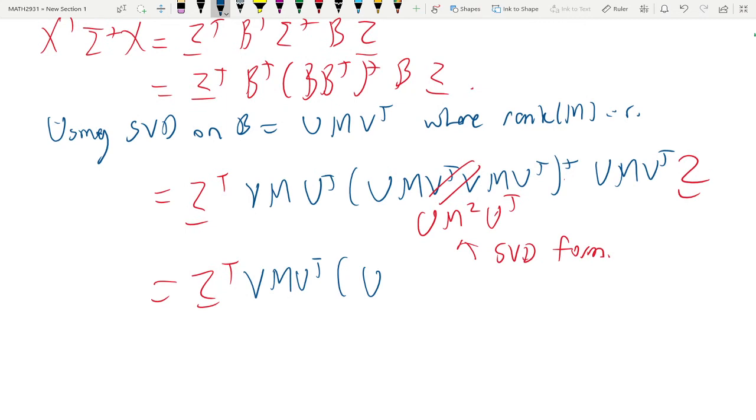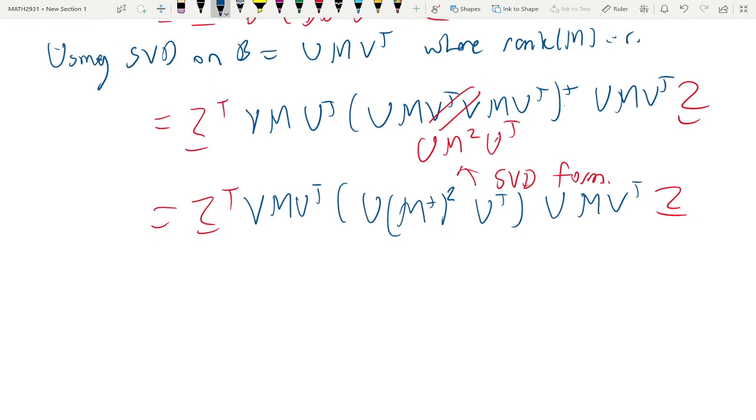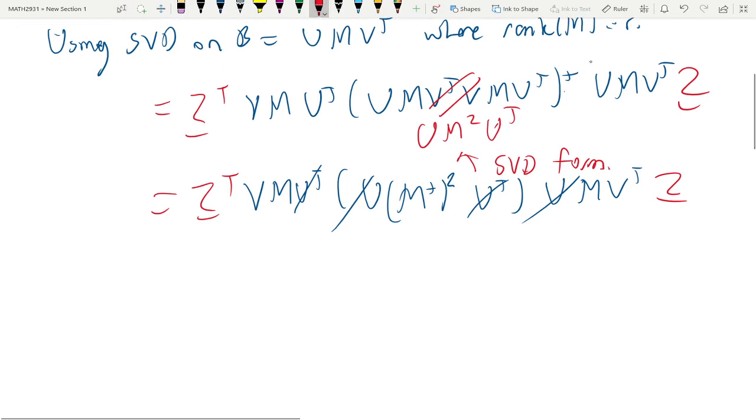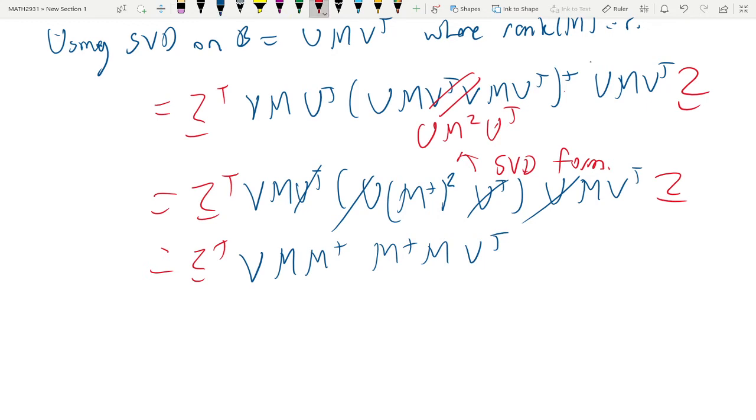You just swap the outer two and transpose them, and the middle thing you find the pseudo inverse of. Right, so U M V transpose, and then you just do Z. Now, since M is a diagonal matrix, the pseudo inverse of it, or any power of it, you can just swap it around because that's how diagonal matrices work. And over here, you can see that U transpose U also cancel out. So you actually just end up with Z transpose V M M plus M V transpose Z.